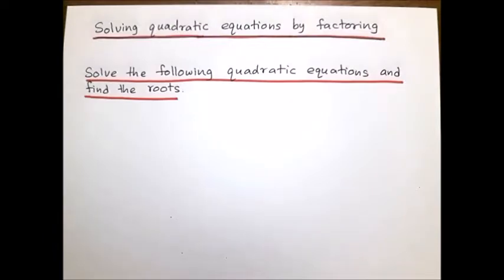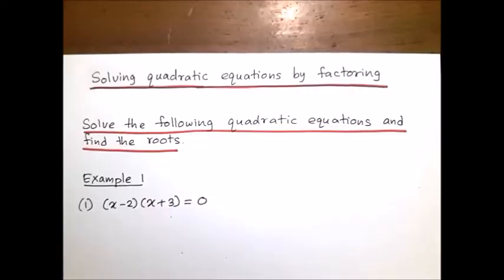Now I am going to teach you to solve quadratic equations by factoring. You have learned this also in grade 10. Let's look at this first example, and I am going to explain how to solve this quadratic equation. Here these two are factors of a quadratic equation. The mathematical operation in between these two factors is multiplication. Product of these two factors is equal to 0.